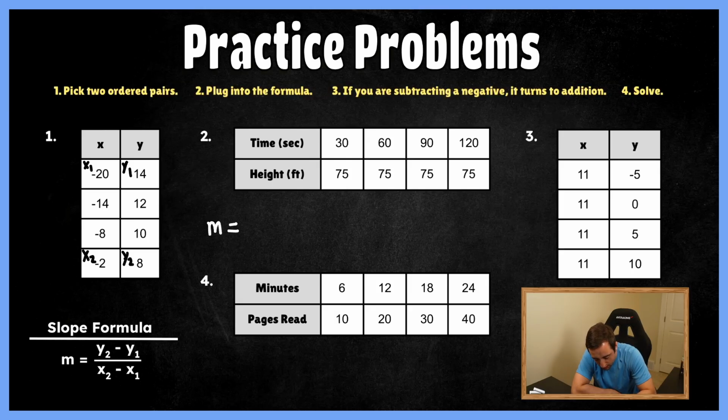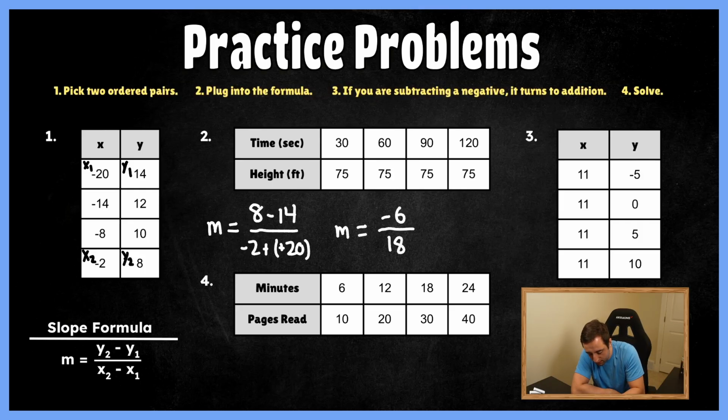So m equals y2 minus y1, or 8 minus 14 in the numerator for our vertical change. And then for our horizontal change, that's going to be -2 minus -20. We get m equals 8 minus 14, and our numerator is -6, all over -2 minus a negative, so turning to addition, that's going to turn to a positive 18. And 6 and 18 are both divisible by 6, so we end up getting -2/3 as a final answer for number 1.